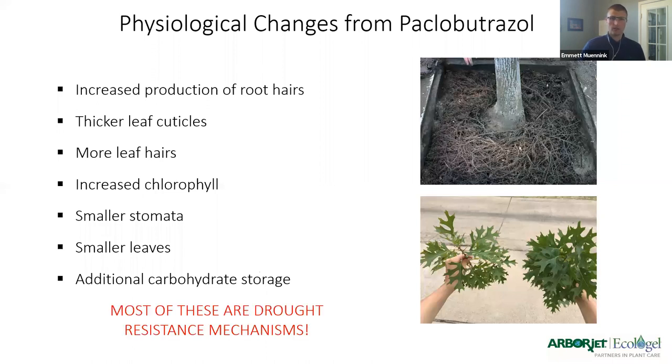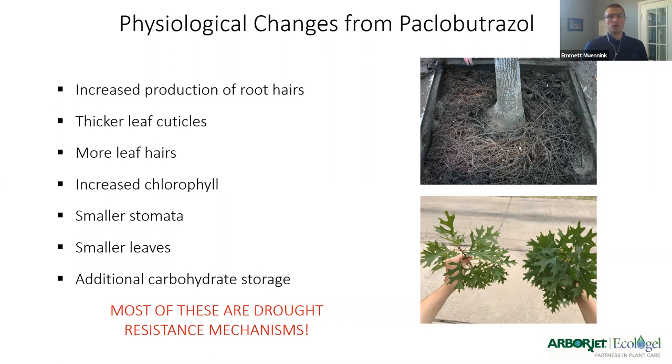All of these benefits are drought resistance mechanisms. When you think about trees that are drought tolerant in your area, think about their leaf physiology. For instance, cedar elms and live oaks here in Texas have smaller leaves. They're more drought tolerant than, say, a red oak is. Live oaks have a thick waxy covering, whereas red oaks have a thinner leaf. So these different things affect the trees.